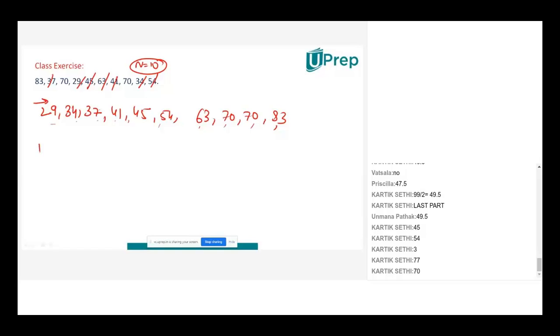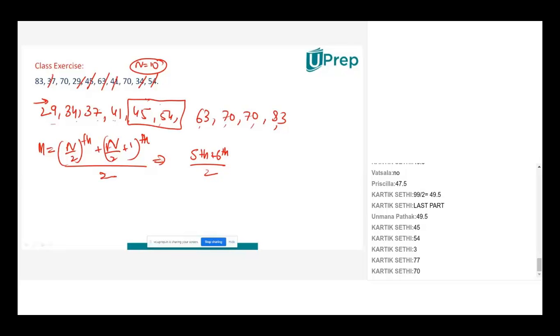If we take 45 individually, on the left hand side we have 4 numbers, but on the right hand side we are going to have 5 numbers. So 4 is not equal to 5. Therefore the number has to be in between these two numbers. So we need the average of 45 and 54. 45 plus 54 is 99, 99 by 2 is 49.5. Is it very simple?